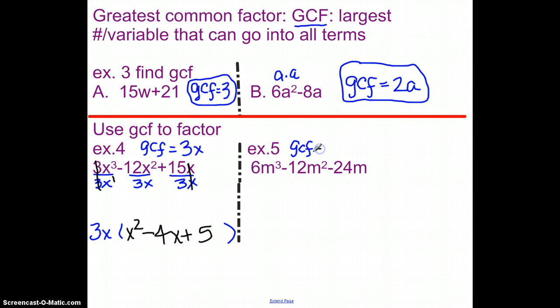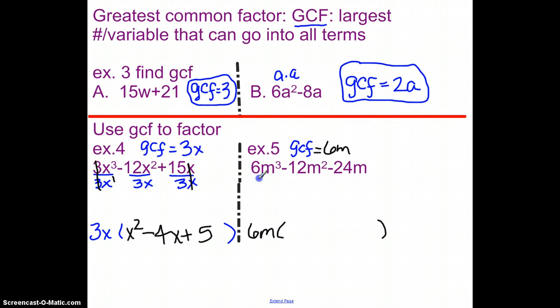Okay, now in this next one, if I look at all these numbers, 6 is the biggest one they have in common. Now I could see how somebody could look at this and see, oh, 2 or 3 or 6 could go into those. But you want to choose the highest one, so choose 6. Also, these all happen to have an m in common. Now I'm going to do the same thing I did before. I'm going to skip a space, and I'm going to write my greatest common factor out here, and then my parentheses.